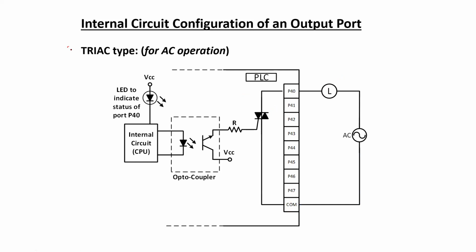Now the third type of configuration could be using a triac. Just like before, the only difference from the previous slide is that the transistor or the MOSFET is replaced by a triac. The gate signal for the triac is going to come from the optocoupler, and as the triac is a bidirectional device, it is capable of handling AC loads as well.